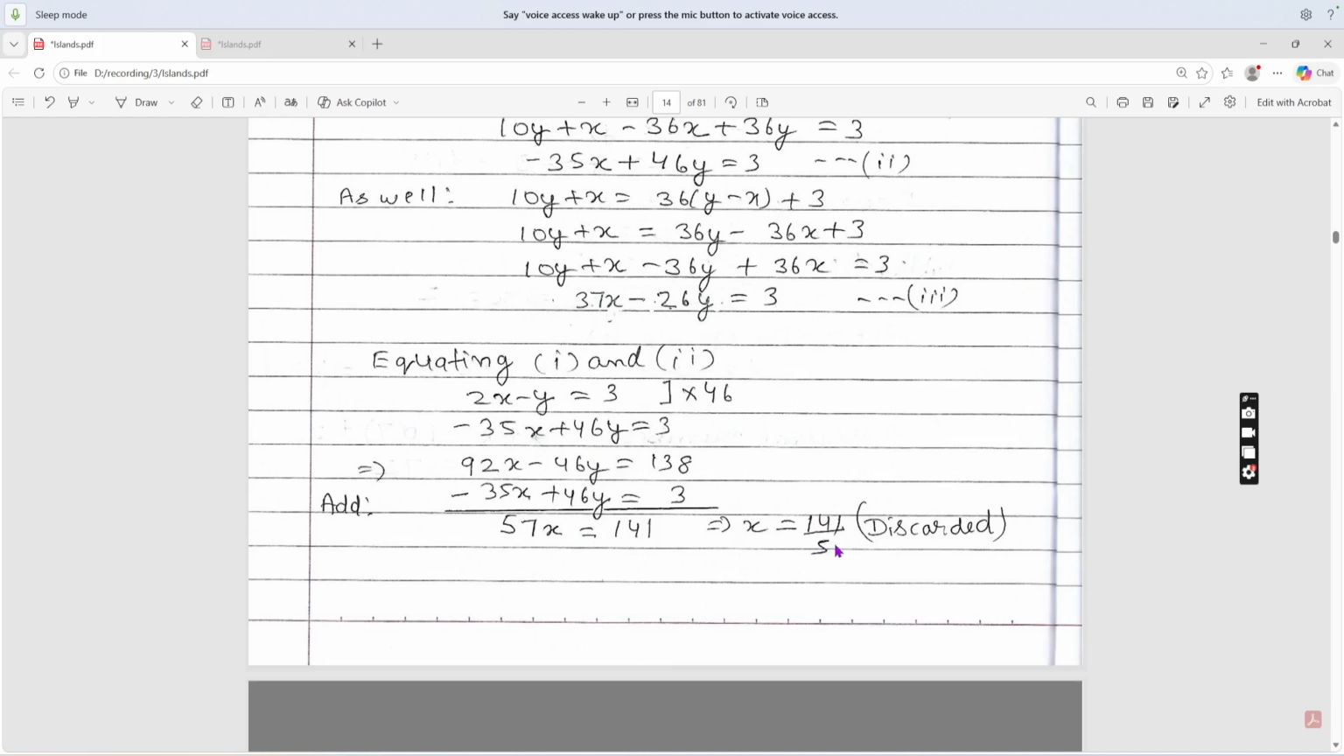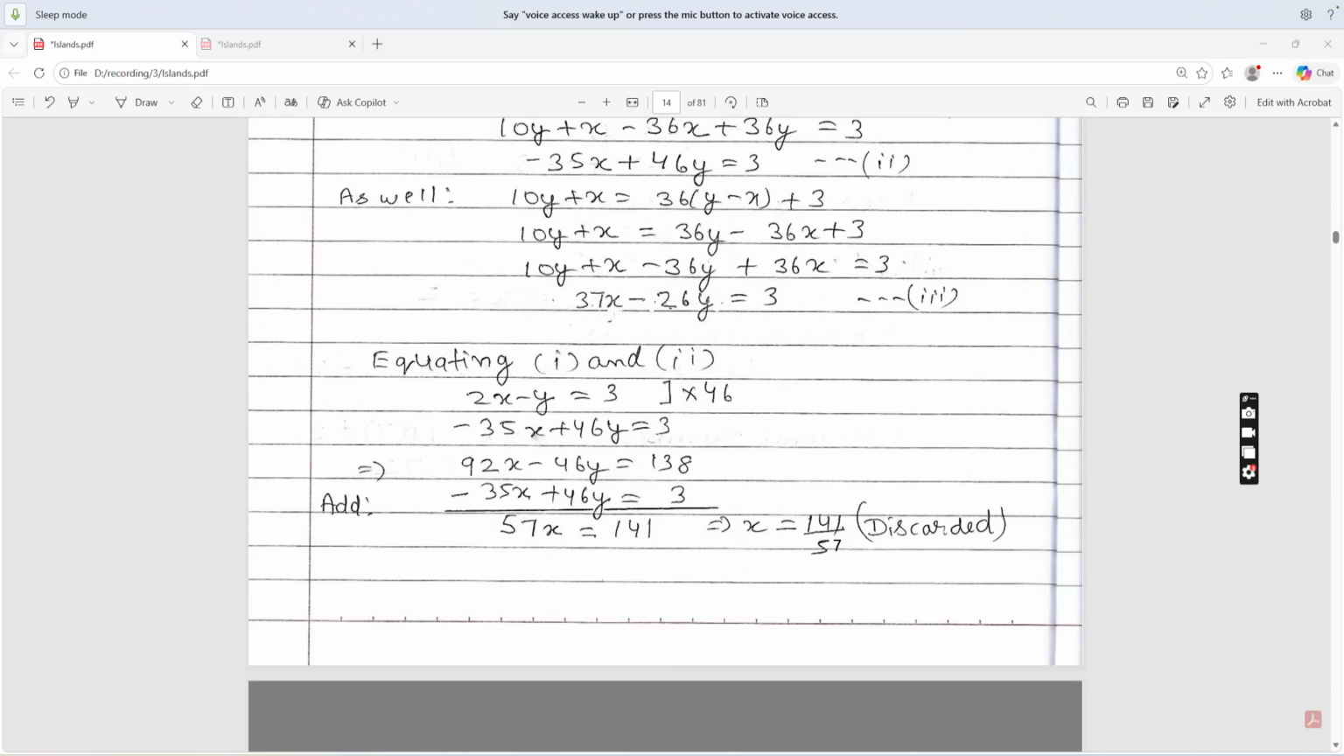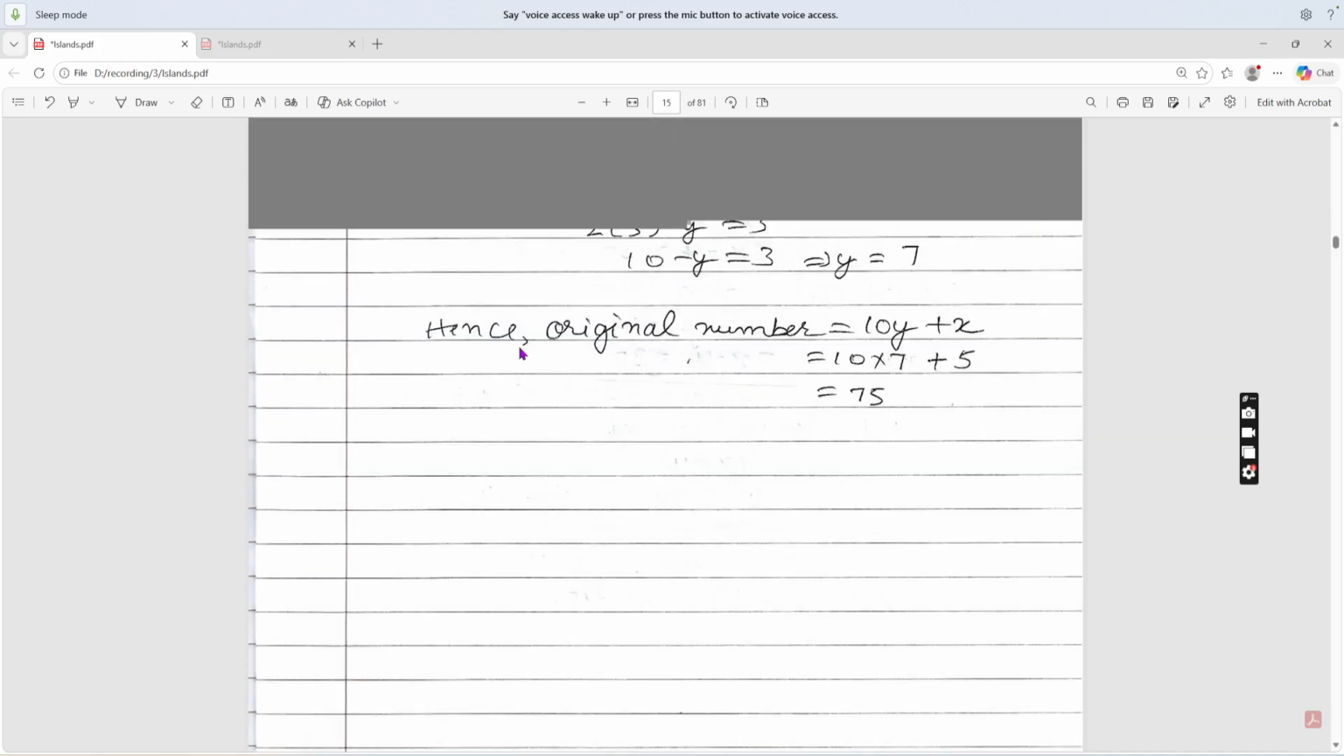I have to put 7 here. By mistake, it is not being put here. Okay, now it is being put here. 141 upon 57. Since it is not a natural number, I mean to say it is not a number which we can obtain without decimal, it is a decimal number. When x is in decimal, we cannot consider it, so it has to be discarded. So original number would be 10y plus x, that is 10 into 7 plus 5, that is 75.